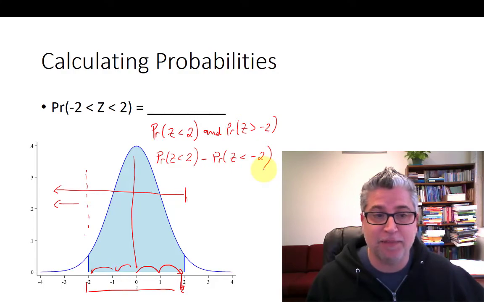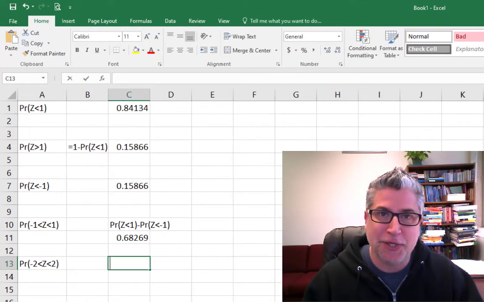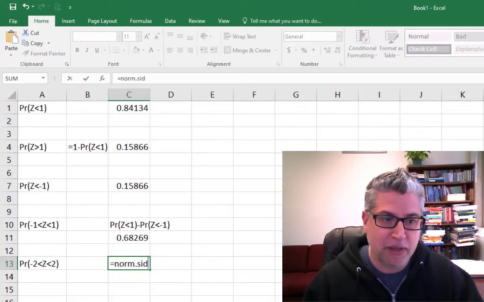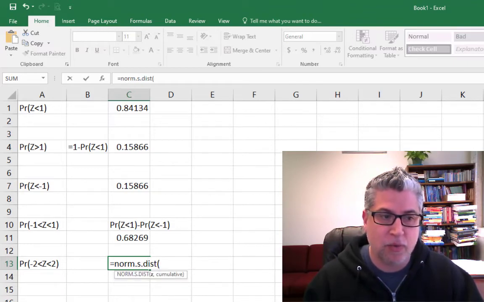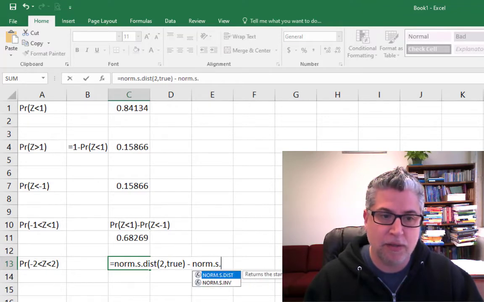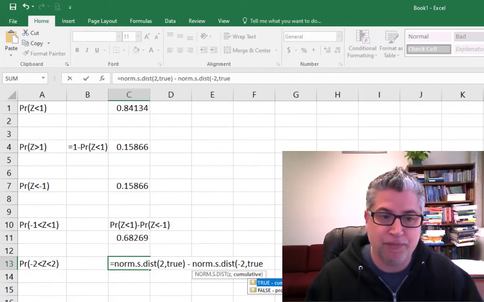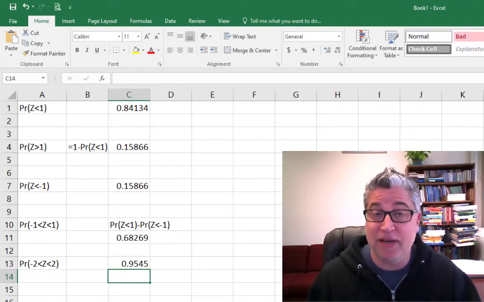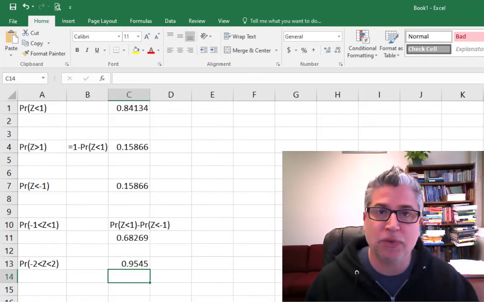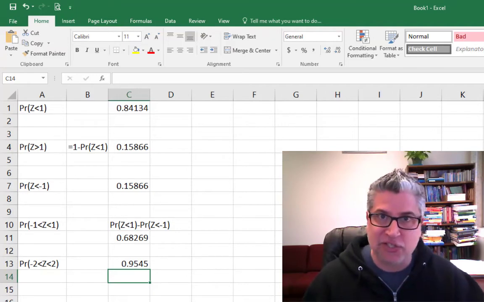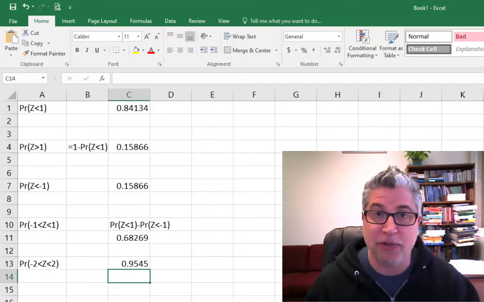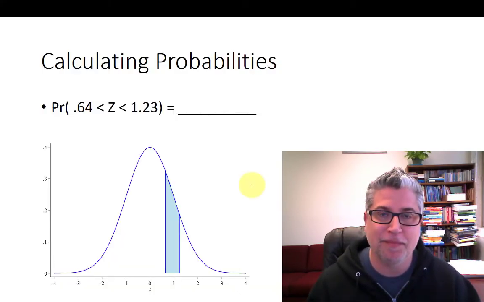So let's do that in Excel. Okay, so we want the probability that we're less than 2 minus the probability of the part that we don't want, the part that's less than -2. Key that in and we get 95%. So our empirical rules are right, at least according to Excel. This is a good thing, right? I love it when everything just starts clicking and all those pieces that we've been learning all semester, you start connecting them and everything starts making sense.